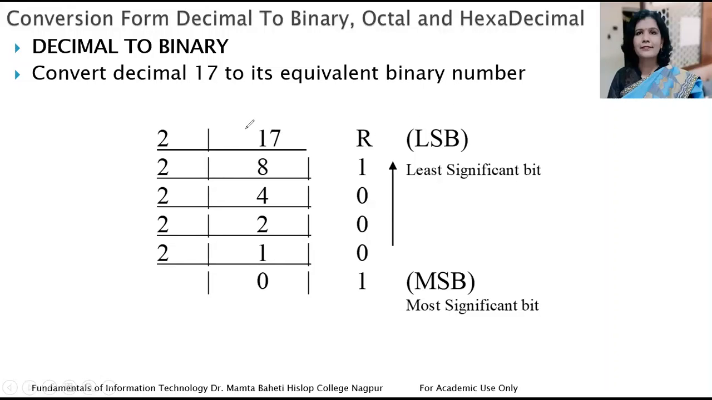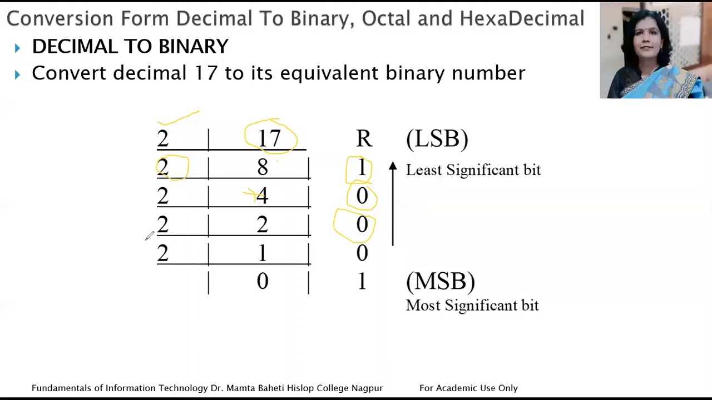Remember, this is your number, and you have to convert it into binary. For this you have to divide by 2. So 2 8s are 16, remainder is 1. Then it is not fully divided, so again you can divide it. 2 4s are 8, remainder is 0. Again this number 4 is bigger than 2, so 2 2s are 4, remainder is 0.